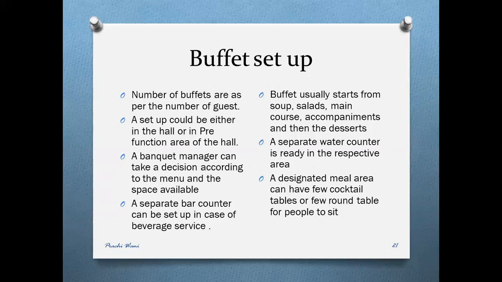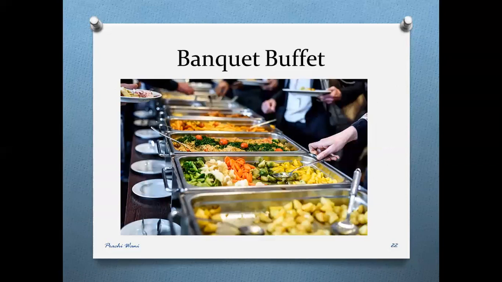A separate bar counter can be set up in case of the beverage service. Buffet usually starts from soup, salad, main course, accompaniments, and then the desserts. A separate water counter is ready in the respective area. A designated meal area can have few cocktail tables or few round tables for people to sit. This is an example of a buffet setup. It's called a double-sided buffet. So you have people taking food from both the sides.